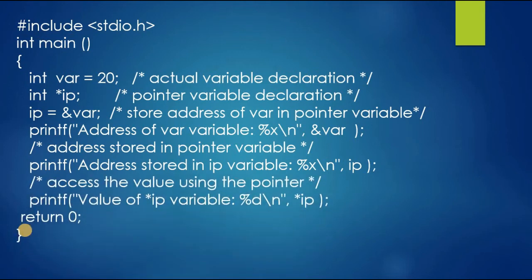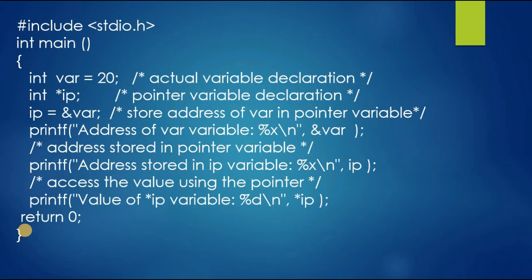Then we have a third printf statement, the value of the ip variable. The value means what the pointer variable is holding, so we are accessing the value using the pointer variable. It will access the value of the variable through the pointer variable. Then we return 0 and close the curly bracket. We end our main function there.